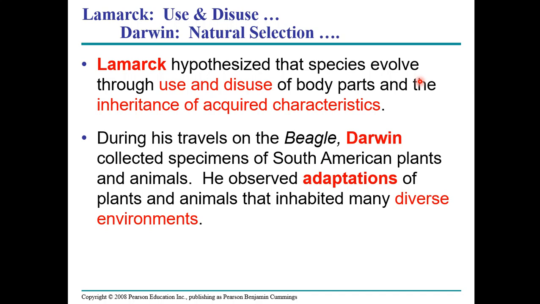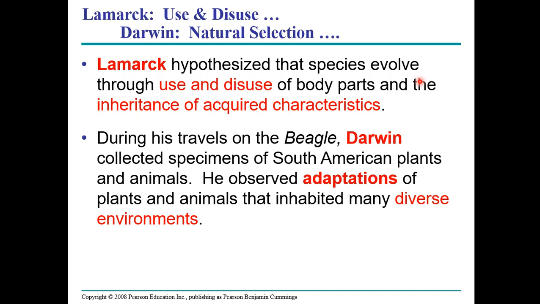So during his travels on the Beagle, Darwin collected specimens of South American plants. So remember, South American plants. It's around the tropics, tropical country. Kasi South America siya, yung mga temperate to polar, nasa North America, okay po?